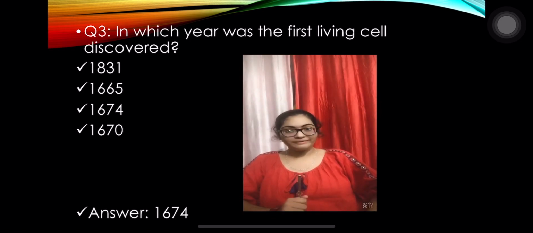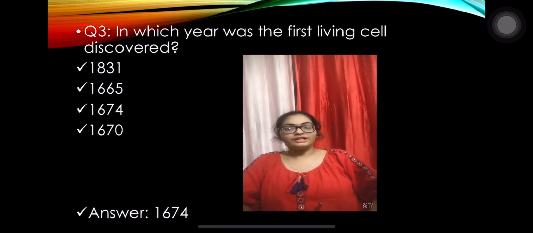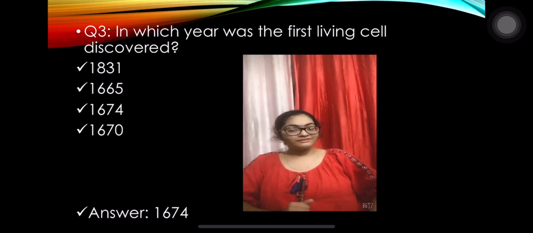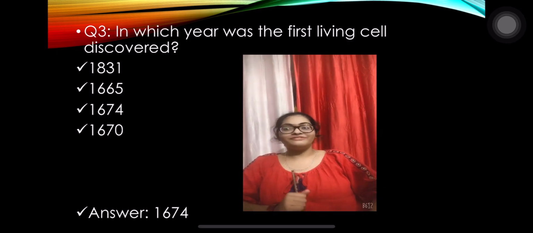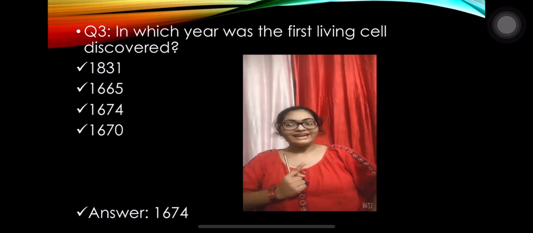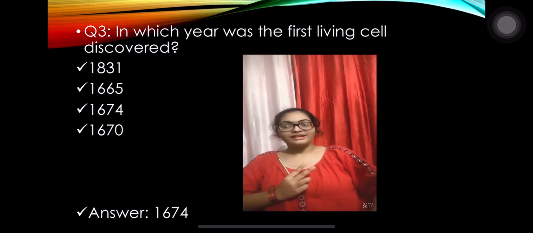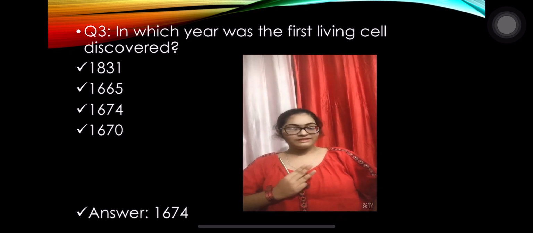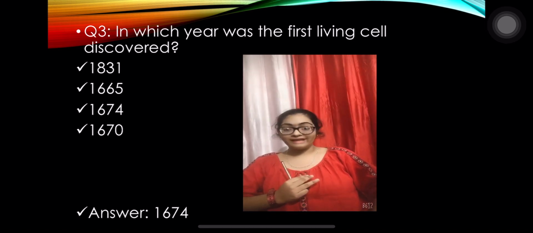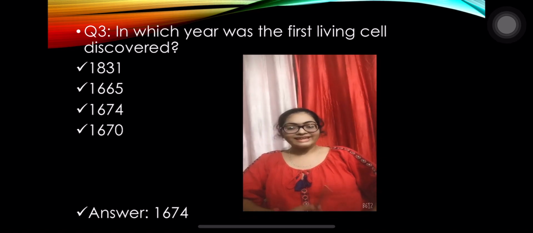Pay attention, okay? The third question comes on your screen, and it is, in which year was the first living cell discovered? The options are, the first option 1831. The second option 1665. The third option 1674. And fourth, last but not the least, 1670.